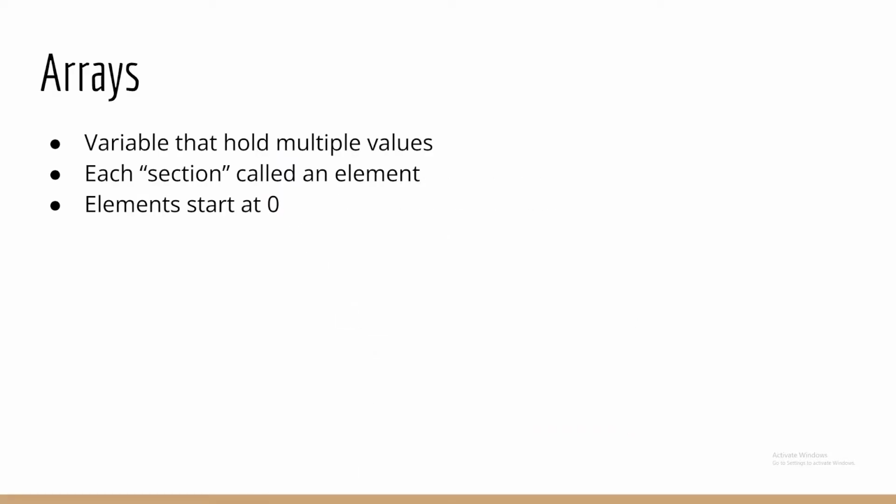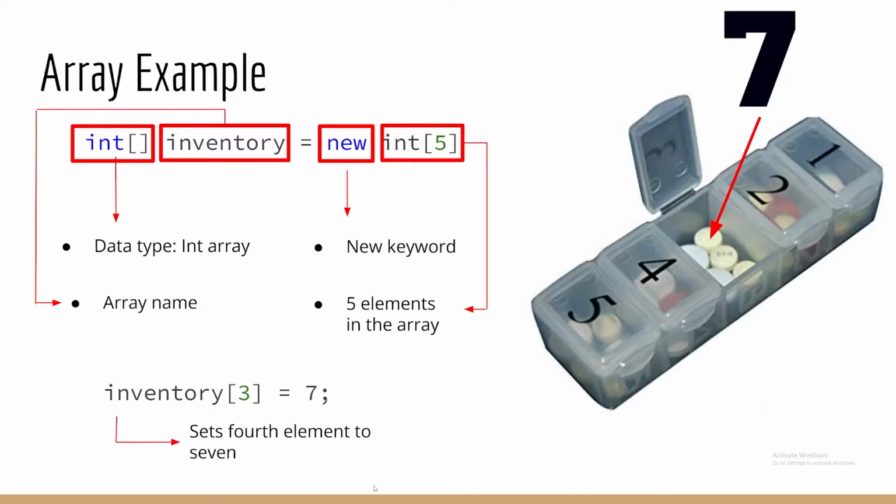So we'll start off with arrays. Arrays are essentially a variable that hold multiple values. Each section is called an element and each element starts at 0. So if you have an array that you've set to have 4 slots, it will actually start at 0, so it would have the 0, 1, 2, 3 elements there.